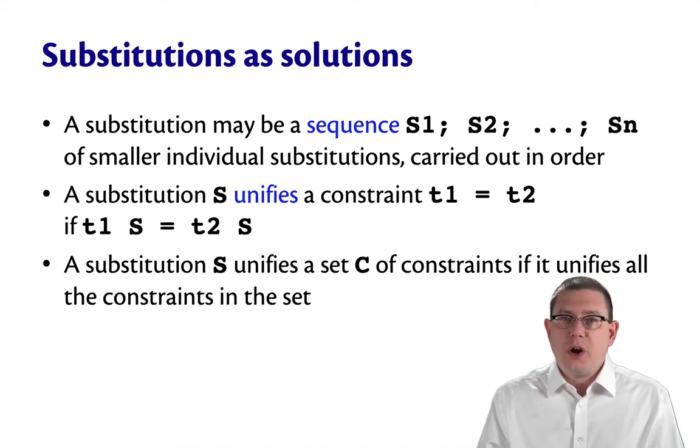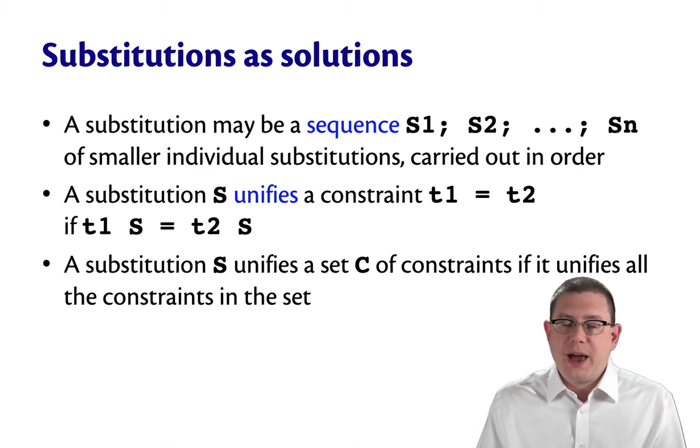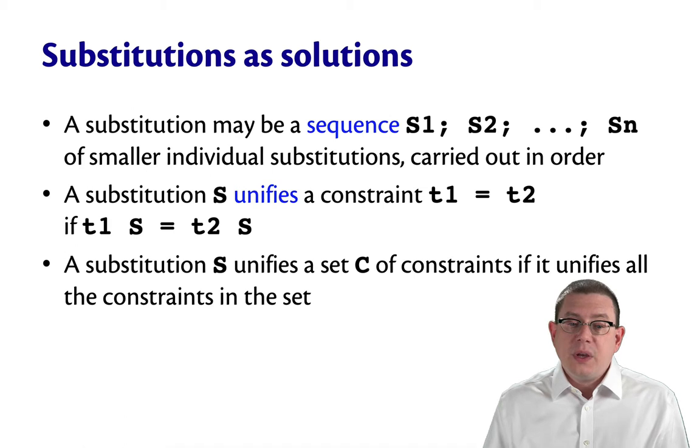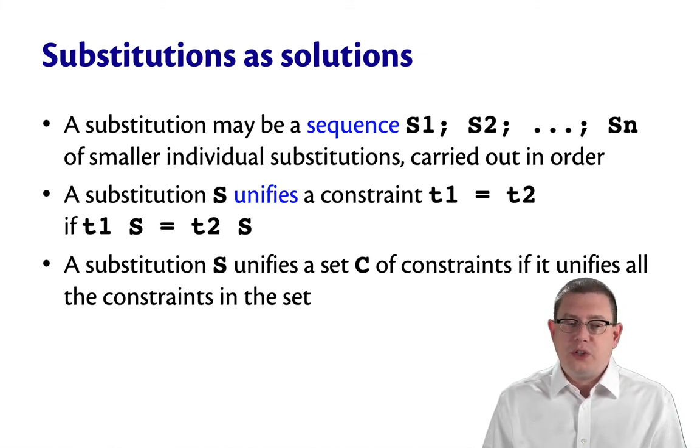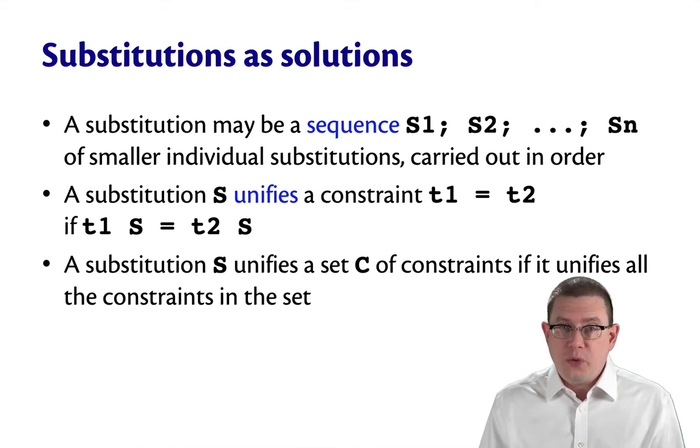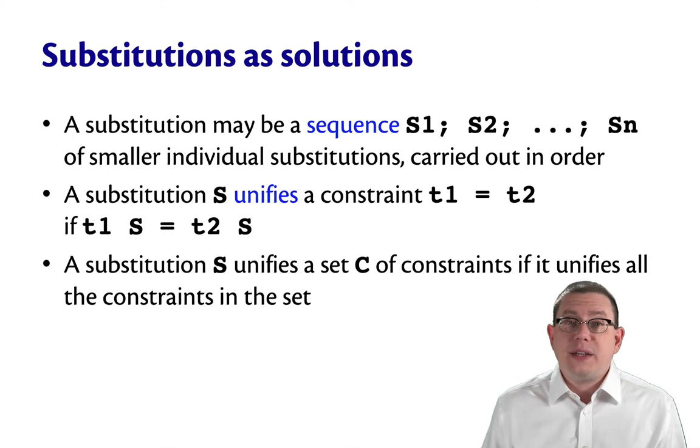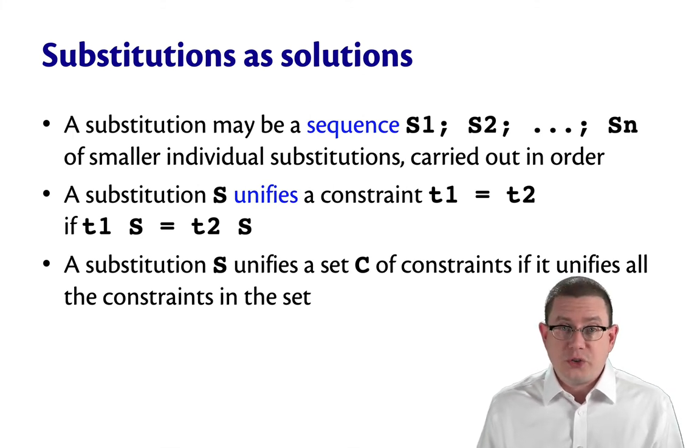So a substitution here could be something more complicated, though, in the end, than just a single substitution of 1 for x or maybe int for alpha. In fact, we're going to have a sequence of substitutions as a solution. Each of these is individually its own little small substitution of something for a variable, but we're going to carry them out in order as part of that sequence. We will say that such a substitution unifies a constraint t1 equals t2 if, by applying the substitution on both sides of the equality, we end up with both sides being the same. They've become the same, they're unified. And then a substitution unifies an entire set of constraints if it unifies all the constraints in the set.